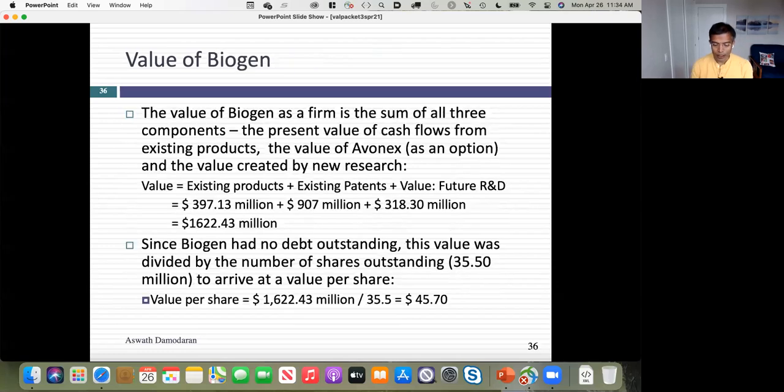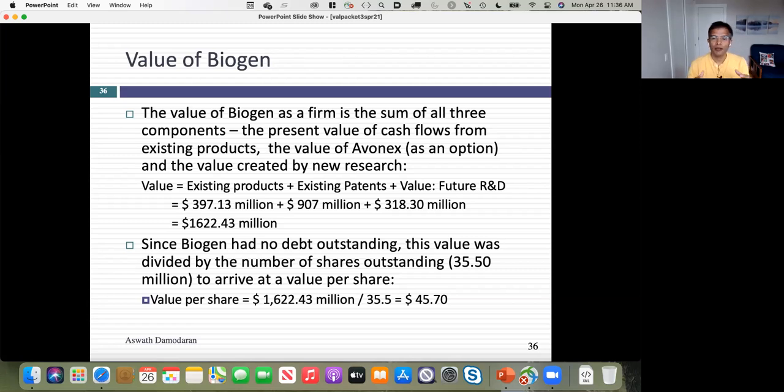Valuing Biogen as a company in 3 slices, here's what I have. The first slice is existing drugs that they've licensed out, that's the 397 million. The second slice is Avonex as a drug, 907 million. The third slice is future R&D, 318 million. You add them up, the total value that you get for the company is 1.622 billion. There's very little cash and no debt, so I divide by the number of shares, and get a value per share of $45.70.